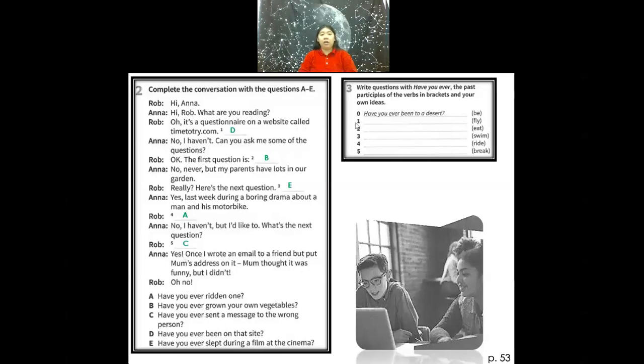Right here, number 3, write questions with have you ever, using the past participles of these words here and your own ideas, okay? So for example, first one should be have you ever been, and then your own idea here, to a desert, okay? Let me try this one with my own ideas, but of course you are free to change them, right? Please do so. It's better to change them.